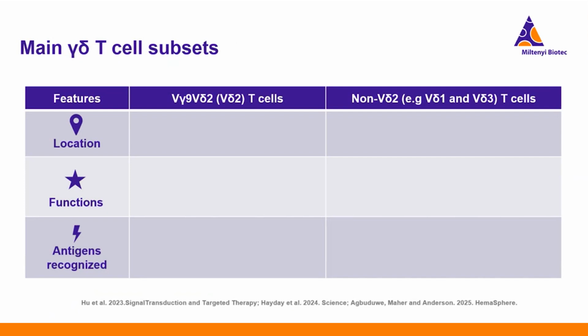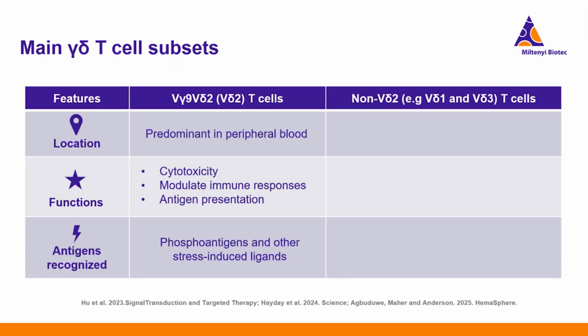So if we look closely at the two major gamma delta T cell subsets, starting from the V delta 2, these cells are preferentially located in peripheral blood. They express different cytotoxic functions, and they are able to modulate immune responses as well as present antigens. And these functions are triggered when they recognize in target cells different sets of stress-induced ligands, such as phosphoantigens.